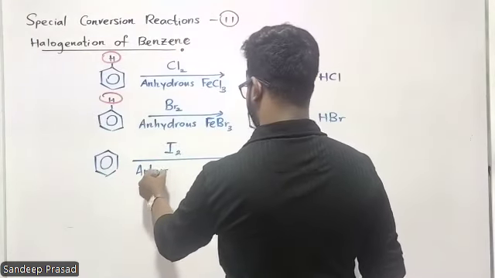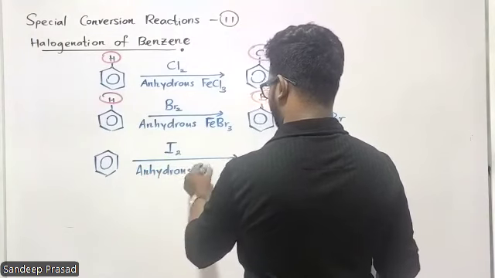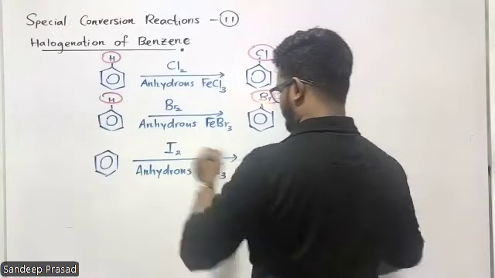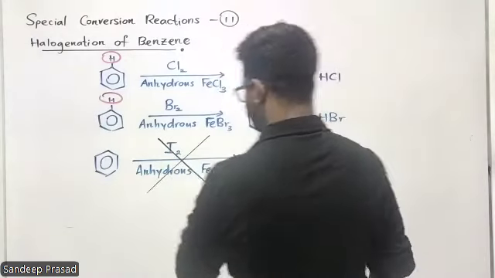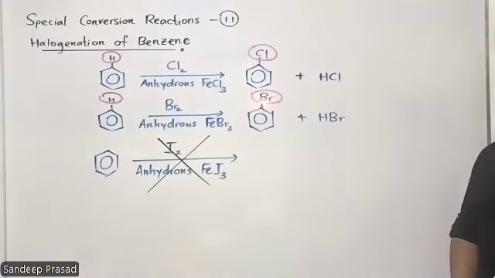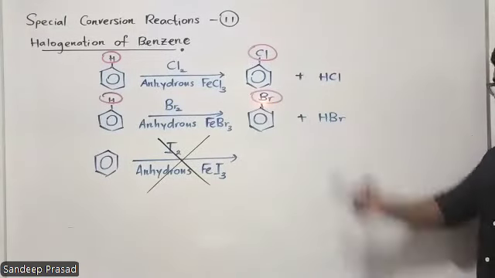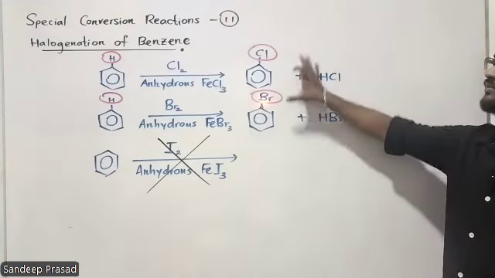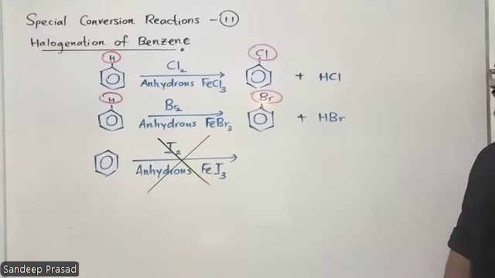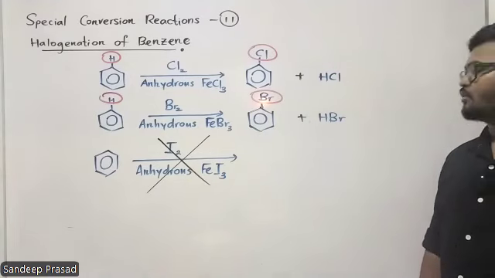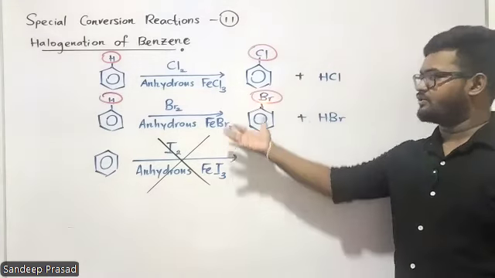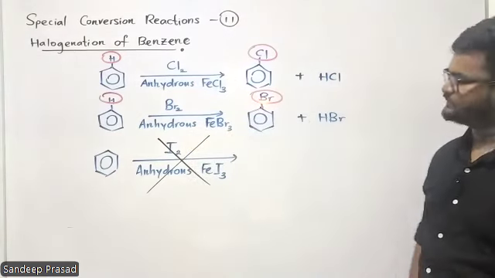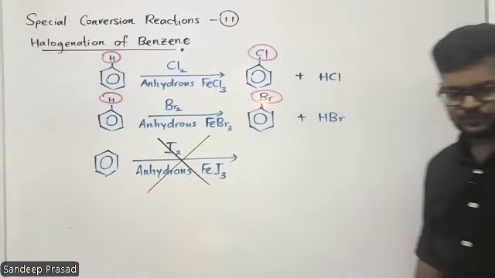Iodine with anhydrous ferric iodide. Will there be any reaction? No. There is no such reaction. We can't connect iodine directly to the benzene ring. Only chlorine and bromine. Okay. Halogenation of benzene: we can produce chlorobenzene and bromobenzene in the presence of an anhydrous Lewis catalyst. Okay. Quickly copy down this one.